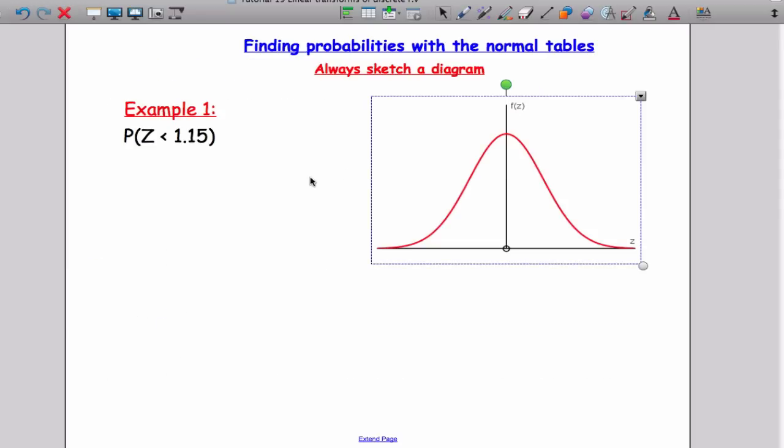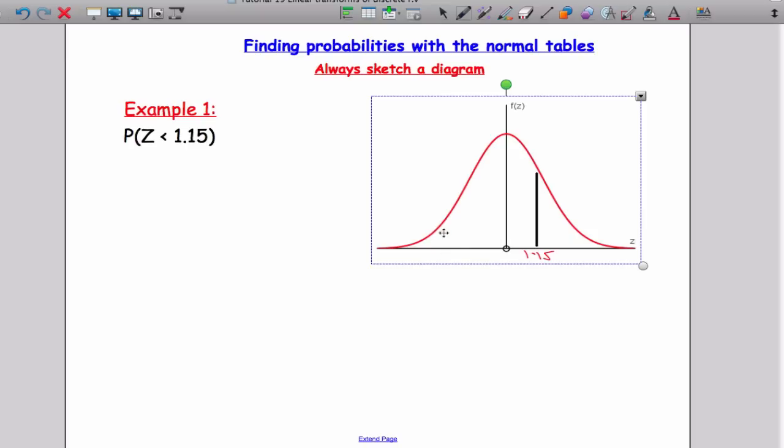Absolutely crucial to this topic is that you sketch a diagram. Whenever you're asked to find probabilities, you always sketch a diagram. It will make your life so much easier. So suppose I was asked to find the probability that Z is less than 1.15. So I have my diagram sketched, and essentially what I want to know is what's the probability that Z is less than 1.15. So 1.15 is there.